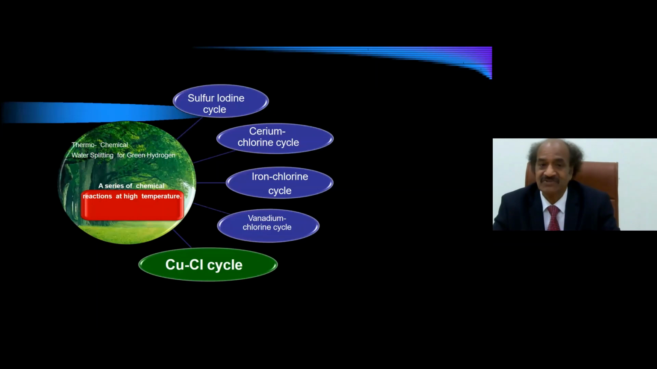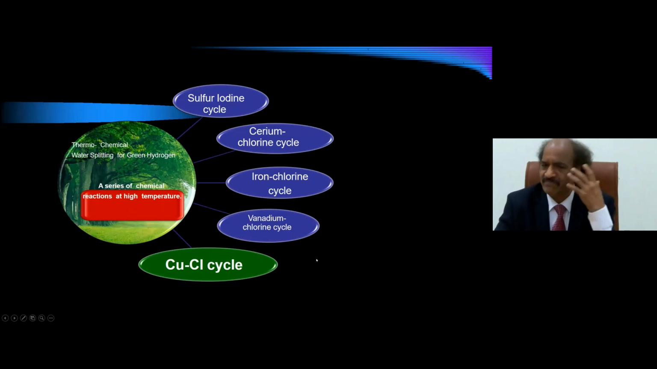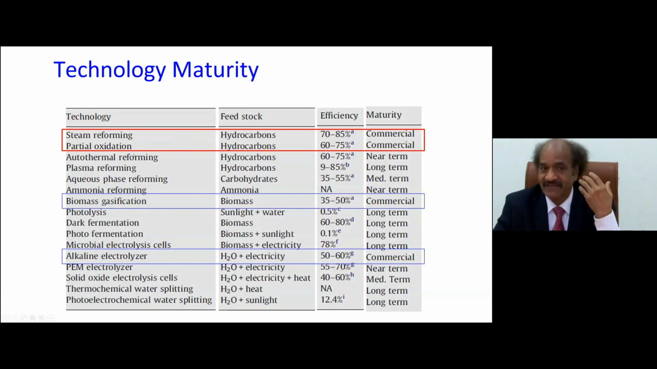So this is the copper chlorine cycle. There are more than 200 different cycles. On the copper chlorine cycle, we got many international patents. We modified it. It is not that we developed it, but we modified it. We had different ideas. If we compare the technology maturity, steam reforming and partial oxidation are commercial.